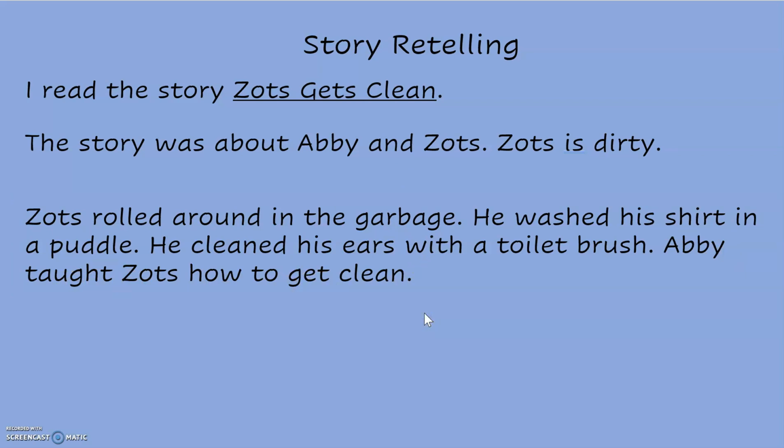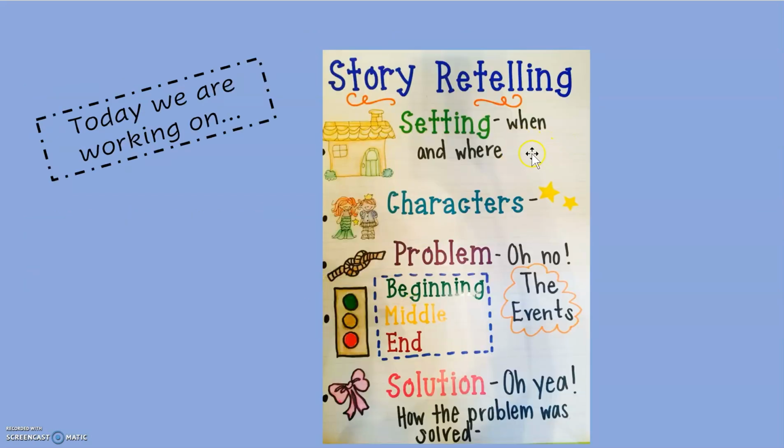Wow, excellent job, my readers. Excellent job. You talked about who the characters were. You talked about the events, and there was a problem. Zots was dirty. And then we named the solution, how Abby helped him. This is something you can do in any book that you read.